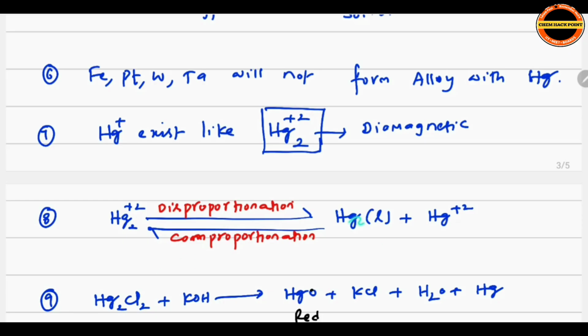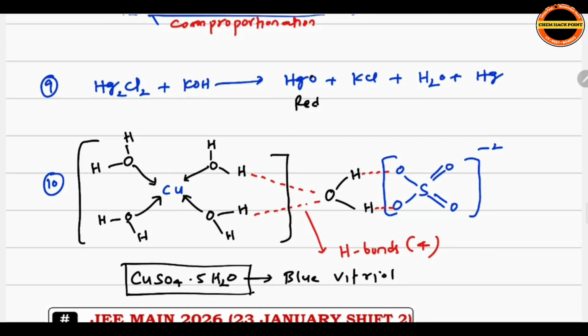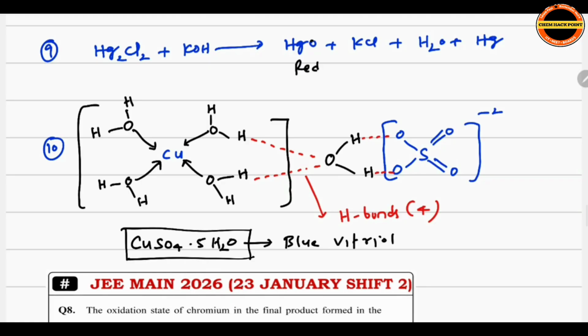Comproportionation is a reversible reaction. Different oxidation states of the same element convert into the same oxidation state. Comproportionation is the reverse of the disproportionation reaction. Hg2Cl2, which is commonly known as calomel, as you studied in electrochemistry, reacts with KOH to form red colored HgO, HCl, H2O, Hg. Copper sulfate pentahydrate, blue vitriol, formula CuSO4·5H2O.